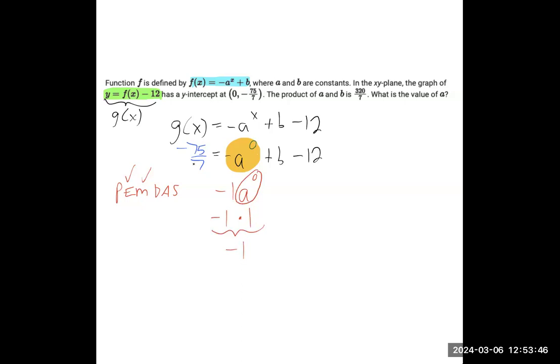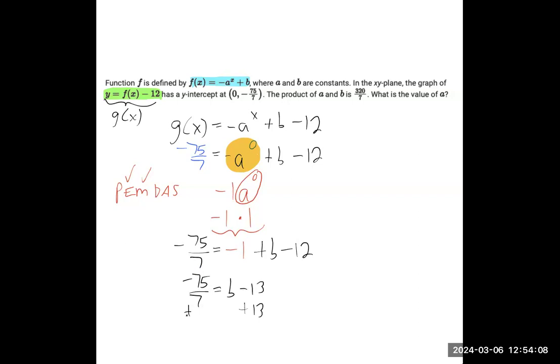So we're just going to rewrite everything. -75/7 equals -1 plus b minus 12. Combine some like terms. -75/7 is b minus 13. Add 13 to both sides.